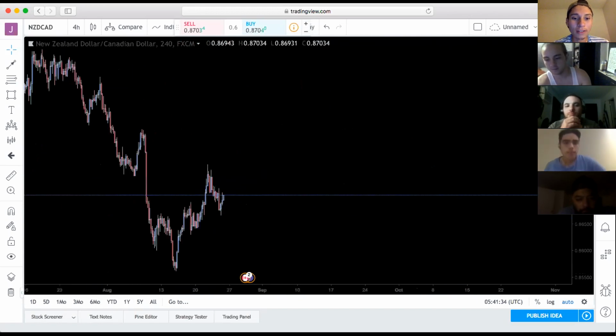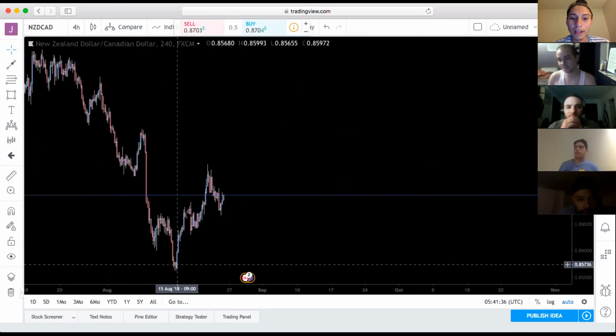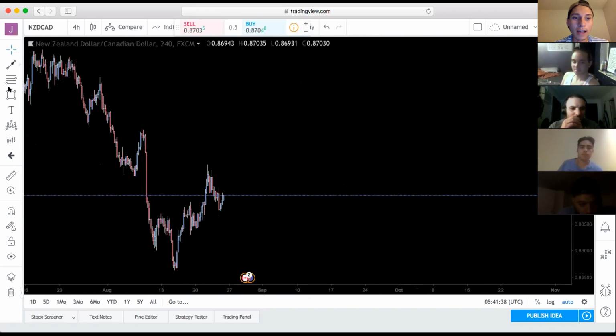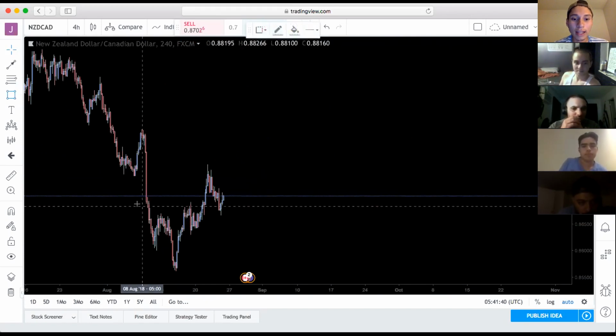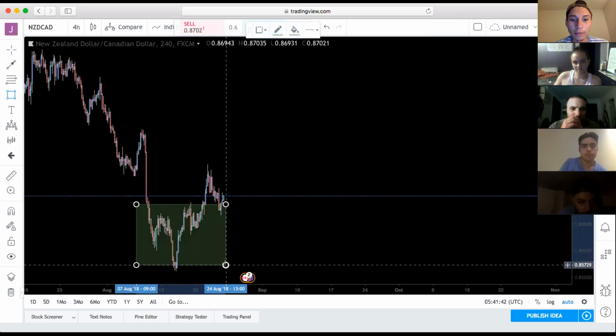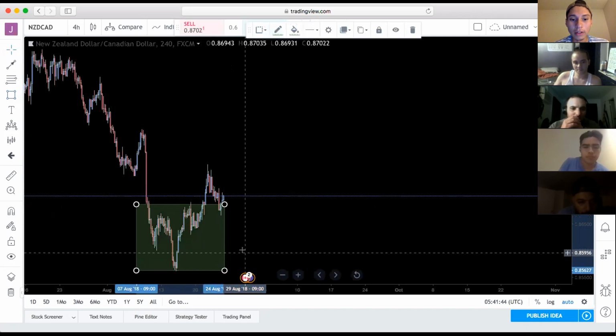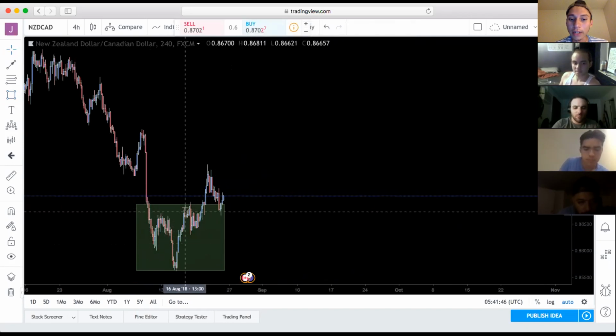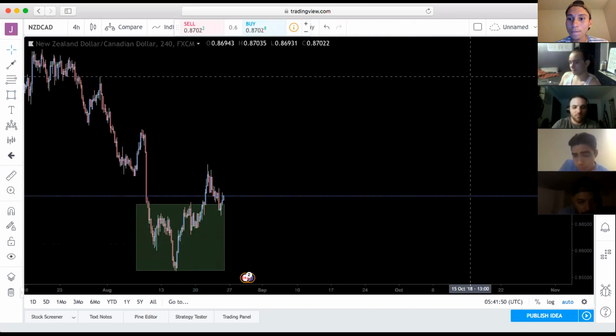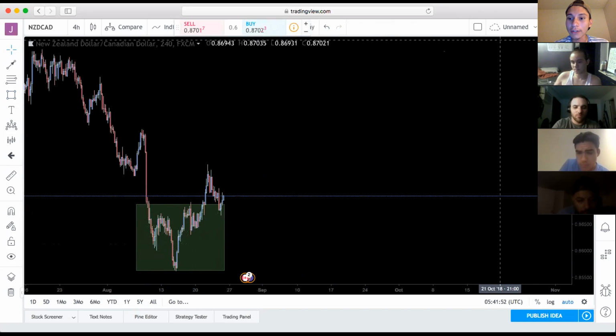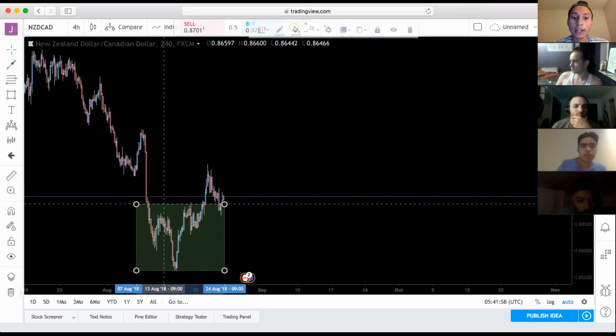First and foremost, I'm looking at a pattern right here. Does anyone know the name of this pattern? Let me highlight this to make it a little more known. Can anyone name this for me? Inverted head and shoulders. Yep, that's what it is. So how would we go ahead and trade this?